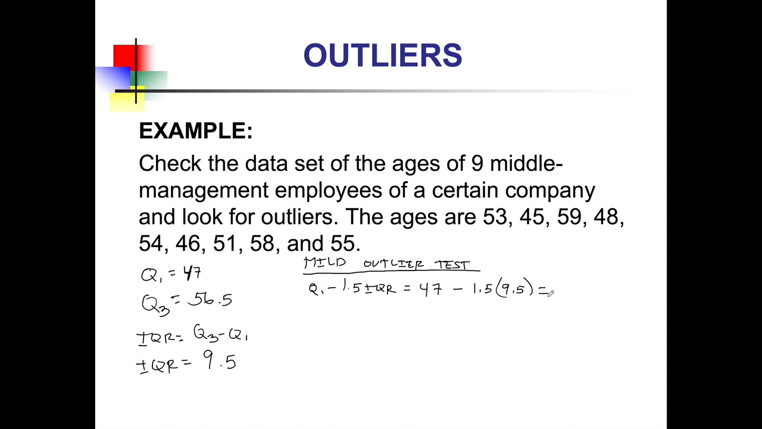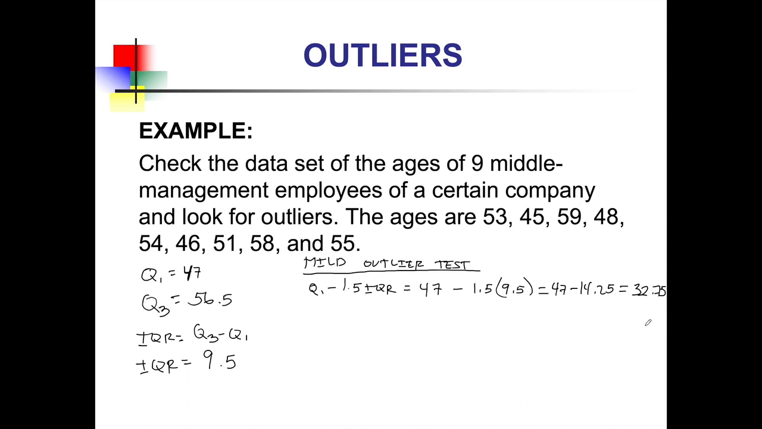Okay, so no problem for this data. You can direct this to your calculator. 47 minus 1.5 multiplied to 9.5. This will be 47 minus the product of these two, 14.25. As a summary, this is 32.75.